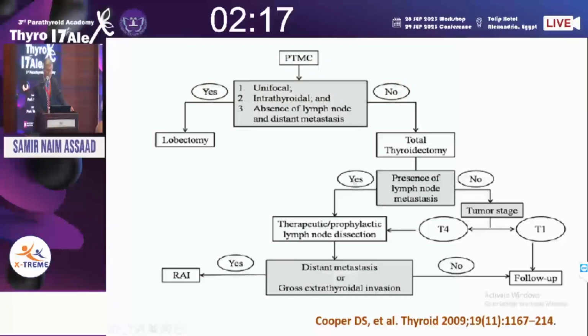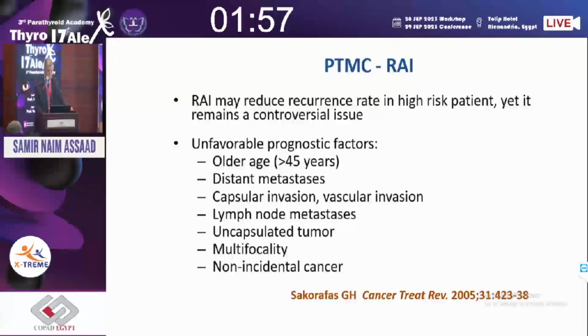On the other hand, if after total thyroidectomy there are no lymph nodes and the tumor is very small, T1, you just follow up, no radioiodine. So radioiodine is given only for a small category of patients with papillary thyroid carcinoma. This is the indication of radioiodine.